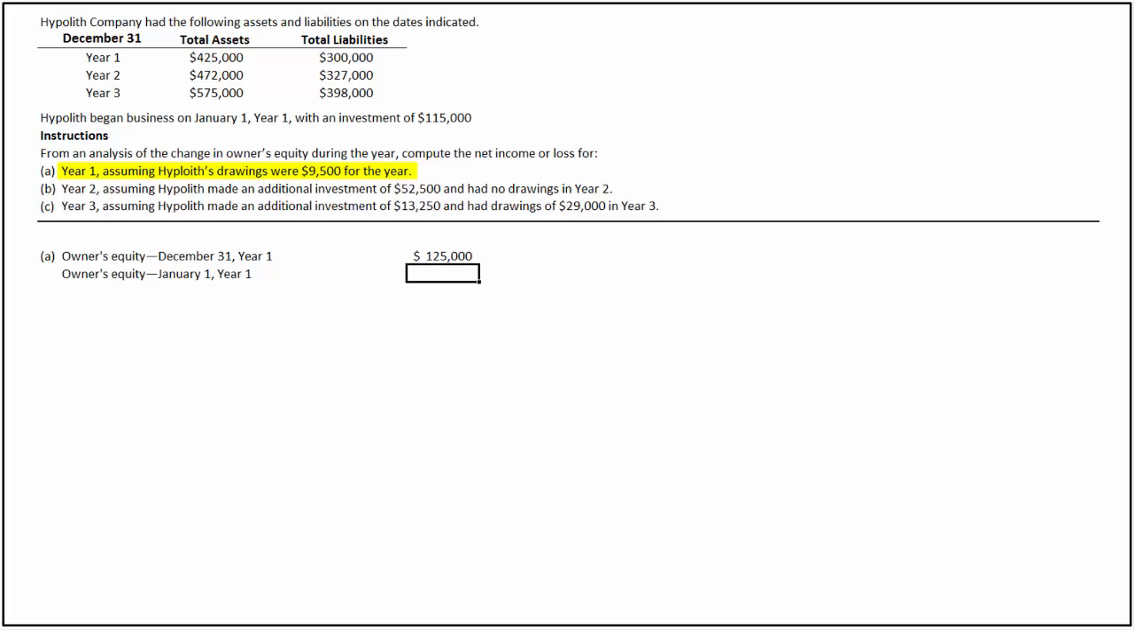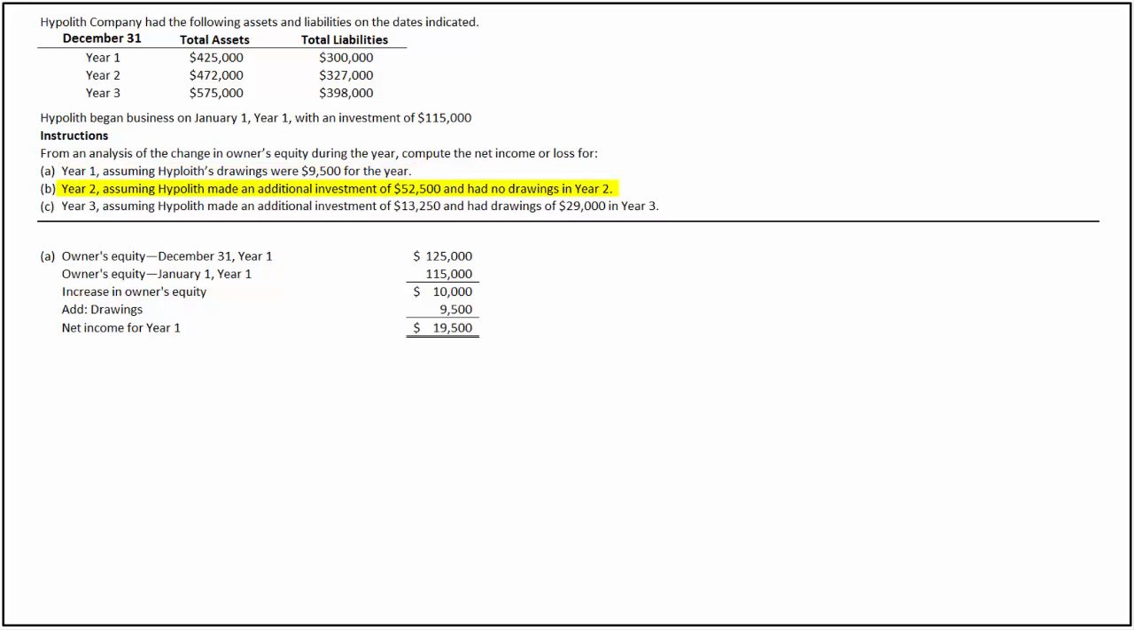The owner's equity on January 1st, year 1, is $115,000. So the owner's equity has increased by $10,000 during the year. Note that the change in owner's equity during the year is equal to additional investment plus net income less owner's drawing during the year. In this case, there is no additional investment. Therefore, the change in owner's equity must be equal to net income less owner's drawing. So, to calculate net income, we add drawings of $9,500 to the increase in owner's equity during the year. Hence, net income for year 1 is $19,500.